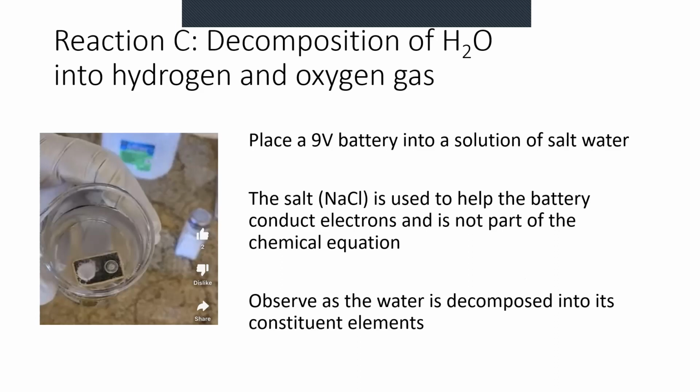chemical equation. So the chemical equation that you're going to write starts with water as a liquid and turning into hydrogen gas and oxygen gas. Make sure you're writing H2 and O2 because those are the elemental forms of hydrogen and oxygen. So as you do this, observe what's happening to indicate the presence of a reaction.